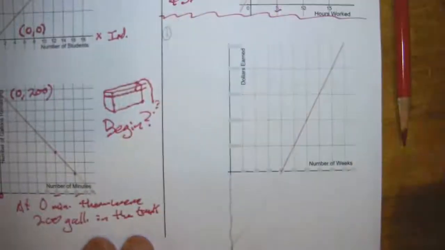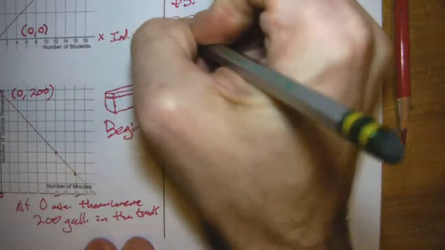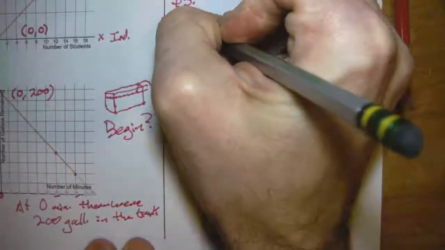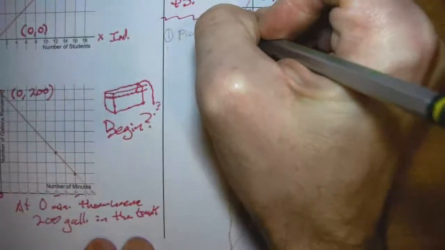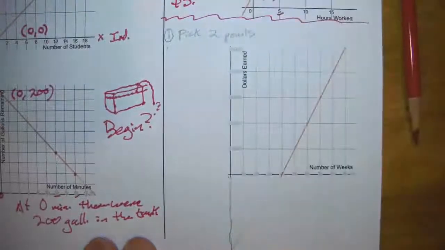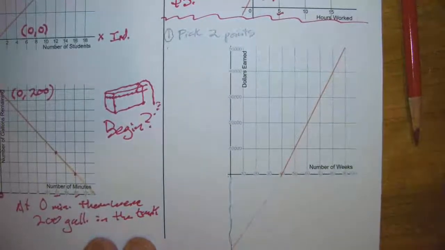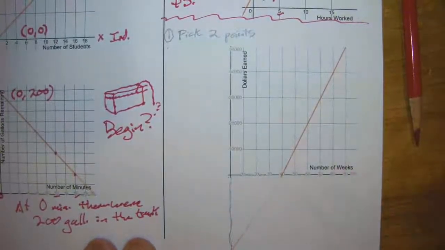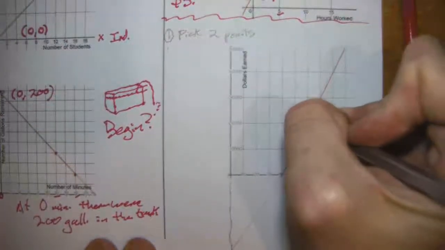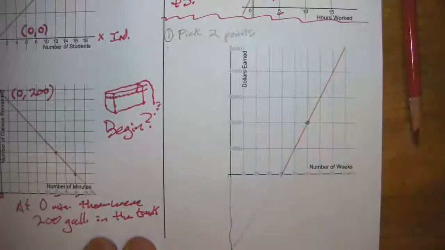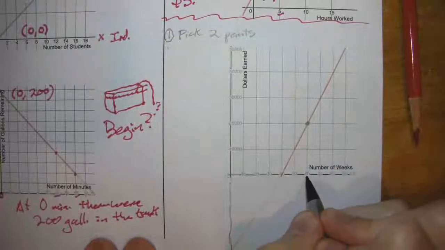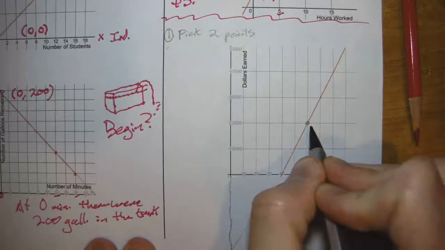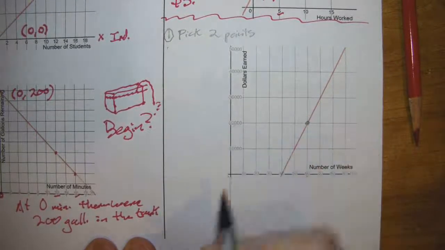Okay, make sure you write this down. First step, pick 2 points. And what I mean by that is pick points that are nice and easy to read. For example, this point right here is very easy to read. It's at 60 weeks worked, and it looks like $20,000 earned.